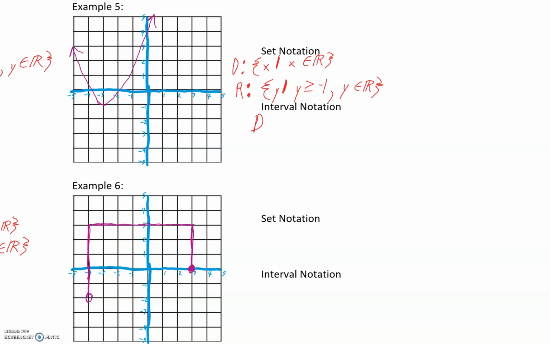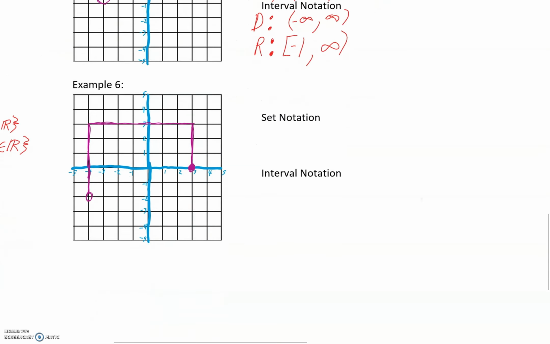So if we write this in interval notation, we write negative infinity to positive infinity with round brackets. And for the range, we write that y is negative 1, the square brackets, going to positive infinity with round brackets.